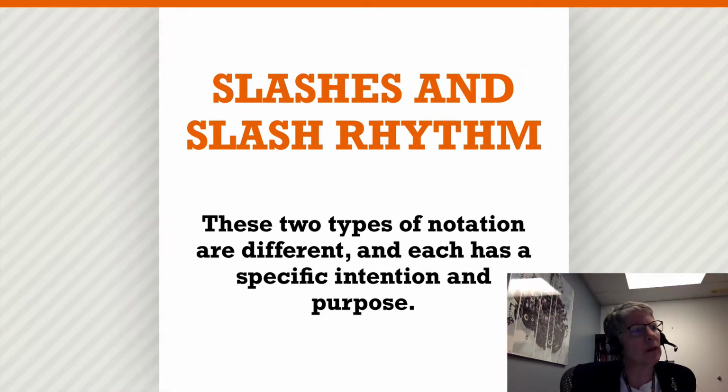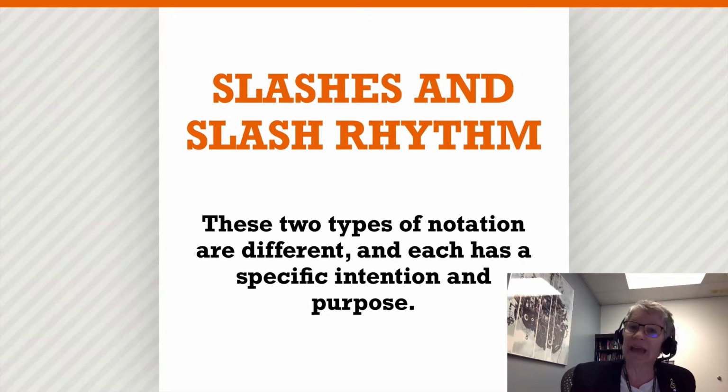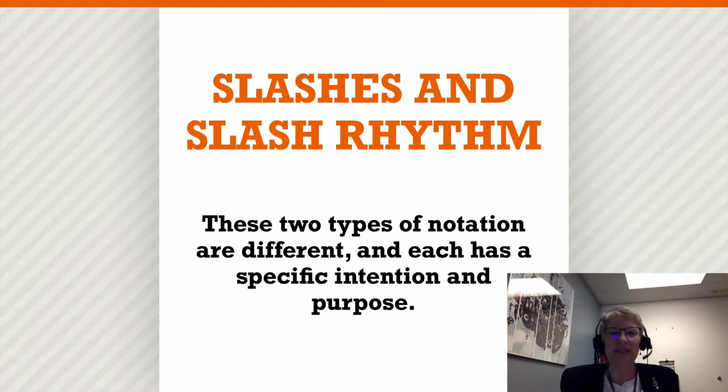Another important point you have coming up in your Project 1, it is a chord chart that makes use of slash notation. When you did charting in FUM, you didn't have to go to this detail, but this is a chord chart and you need to use slashes or slash rhythm where appropriate, and these are two different types of notation that are different and have a specific intention and purpose for each.